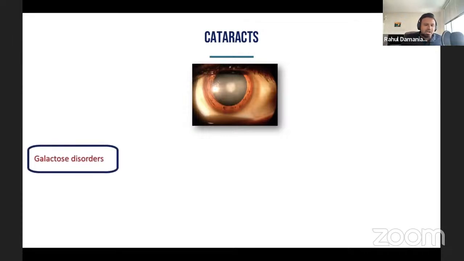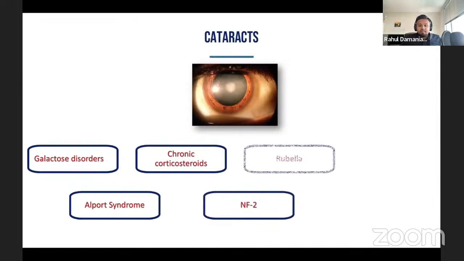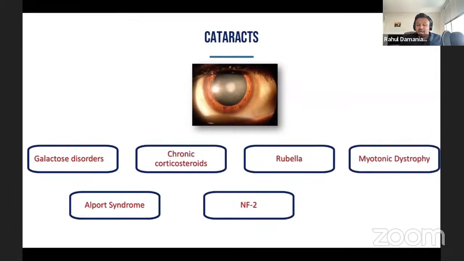Galactose disorders, that's what got us into this mess, galactosemia. Alport syndrome, remember these patients are going to have issues with the kidney as well, hematuria in particular. Patients on chronic corticosteroids can develop Cushingoid disease. NF2. Rubella, remember deafness, cataracts, PDA as your triad. Myotonic dystrophy, this is a CTG repeat disorder. And diabetes. So this is the way to integrate everything together and build a nice differential, especially if you're studying for Step 2.